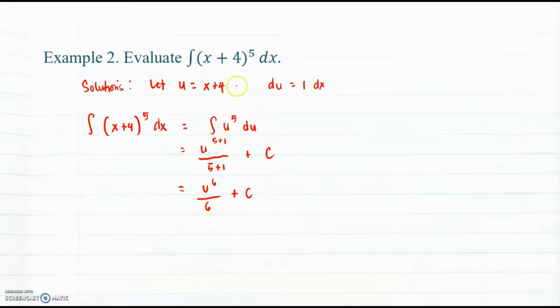Substitute your predefined value of u here. So you have here x plus 4 raised to 6 over 6 plus c, and that's already your final answer.